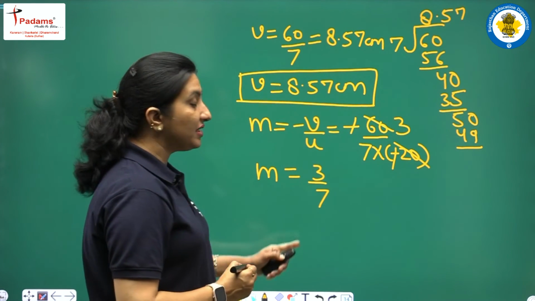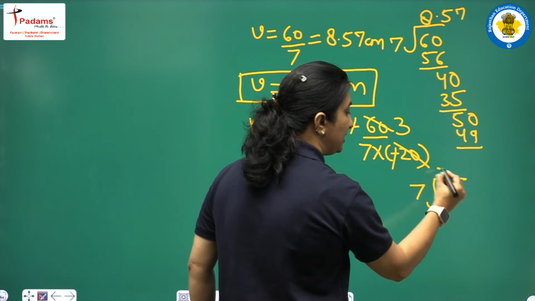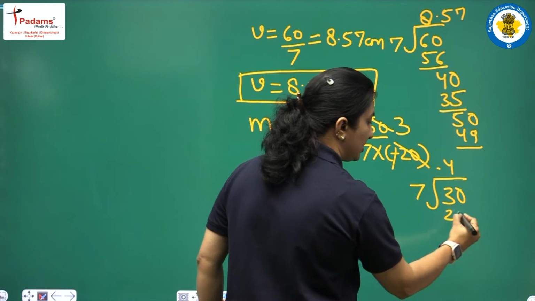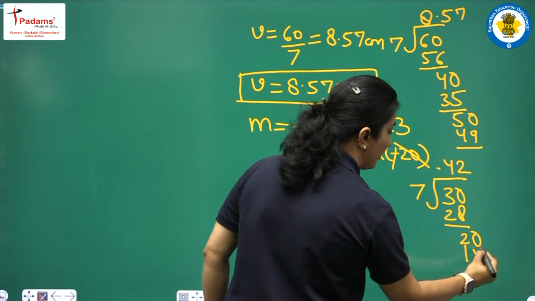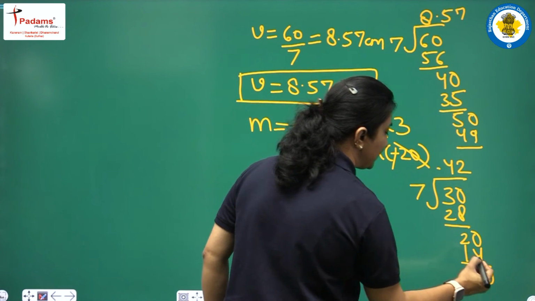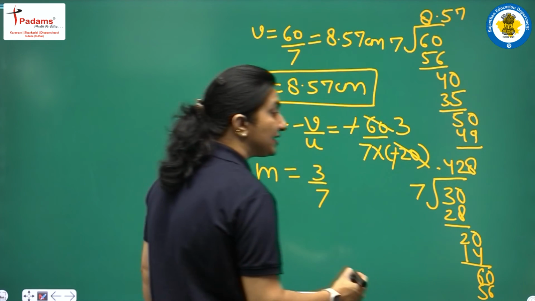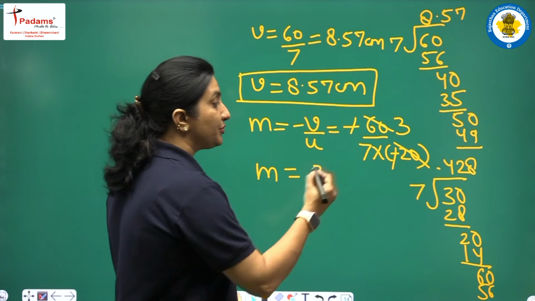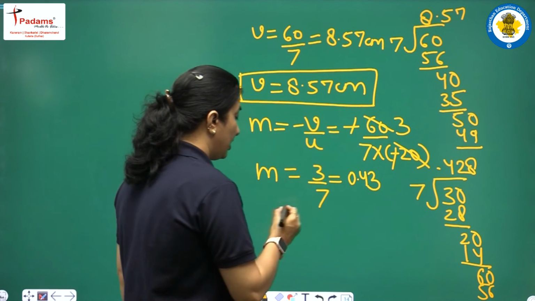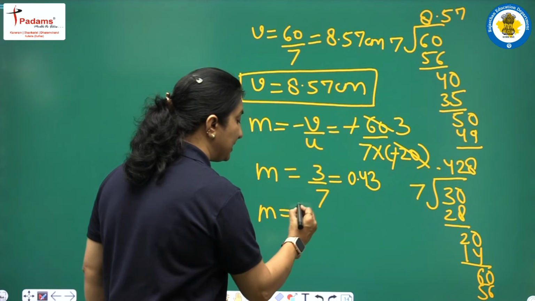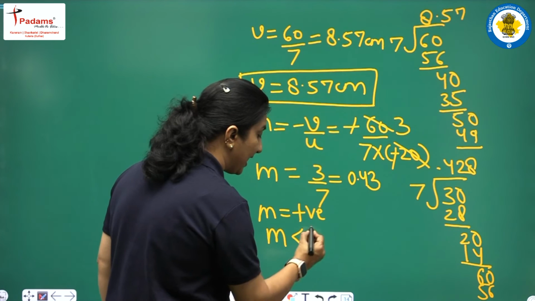Now here 3 upon 7 we can solve this also. 3 upon 7 means 7 4s are 28, then we are left with 20. So 7 2s are 14, then we are left with 60, and this will come out to be 56. So what we can take is, it is 0.43. Now here the value of M is positive and the value of M is less than 1.